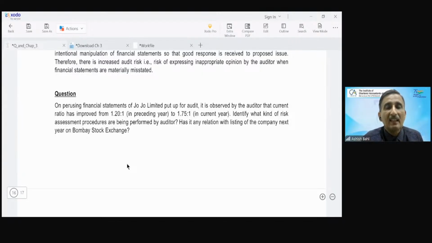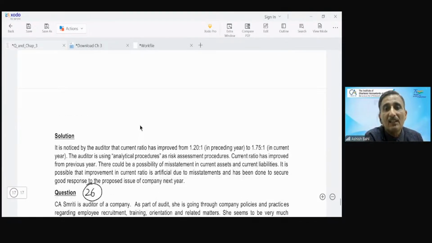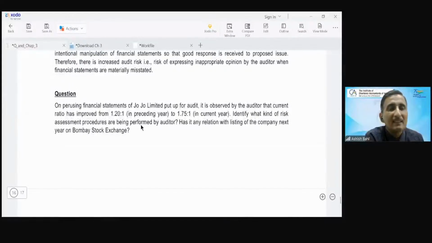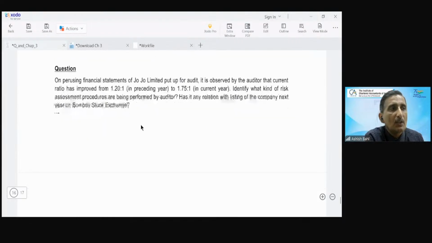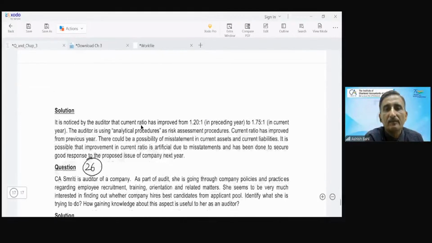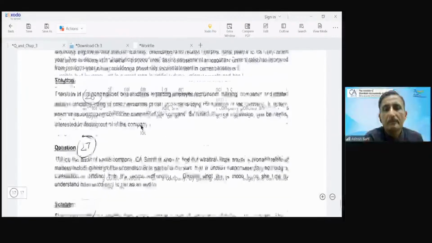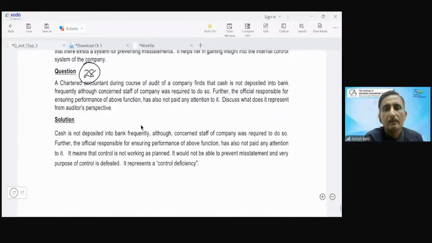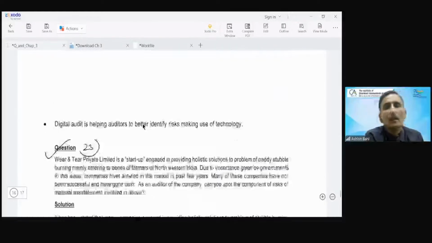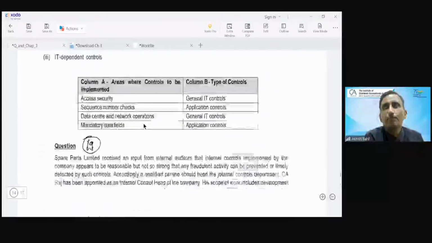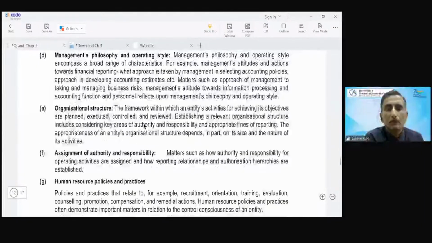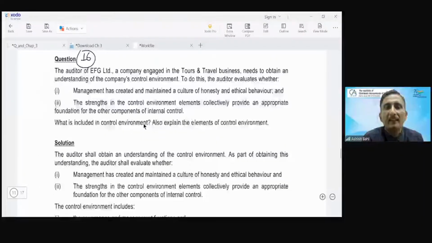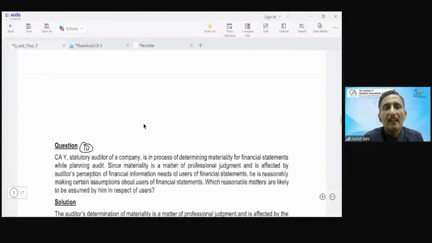There is a possibility that current assets may be overstated. So therefore, current ratio has increased. There could be misstatements in current liabilities also, due to which the ratio is increased so much. Okay. So clear, guys? So we have done enough questions on audit risk and its components.